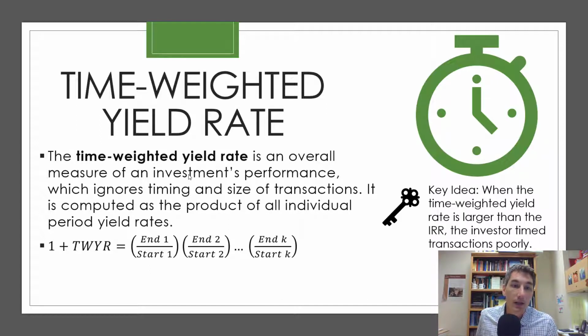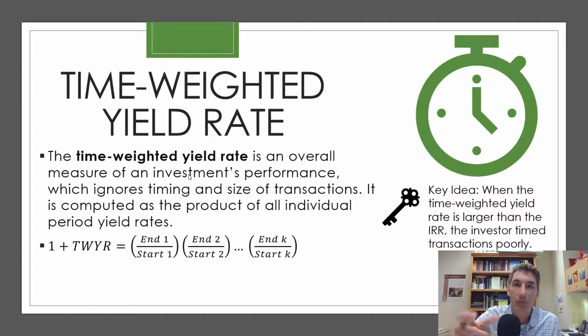And this one, 1 plus the time weighted yield rate is just the product of the individual performances. So if you take every time a transaction occurs, that's a chunk of time. So you just look at each transaction. First transaction, end balance over start balance. That gives you, if it grew, then that number would be bigger than 1. If it shrunk, then it would be less than 1. So end 1 over start 1 is some number, probably close to 1, but hopefully a little bit bigger. End 2 over start 2. Second period, and you multiply all those out.